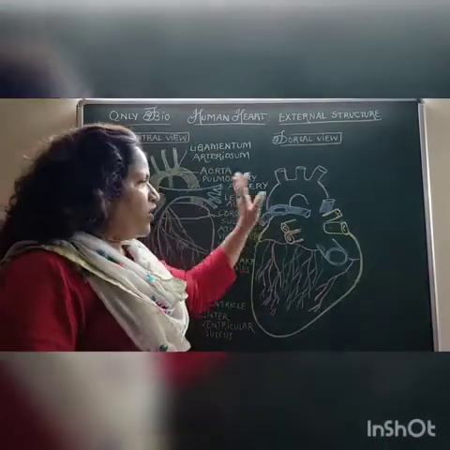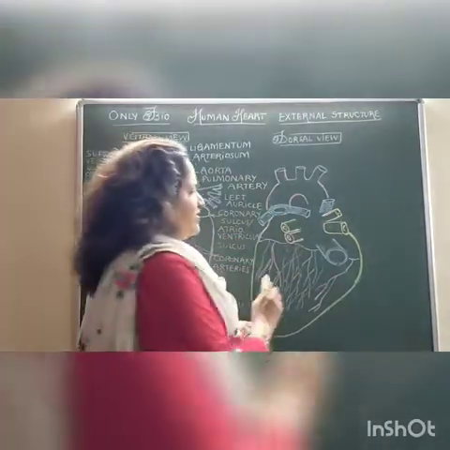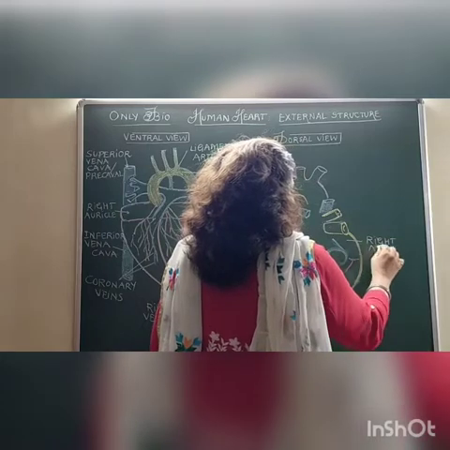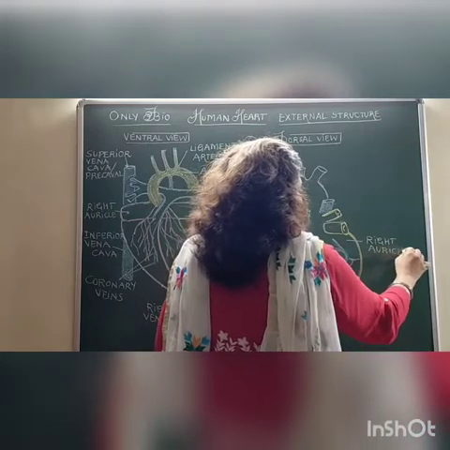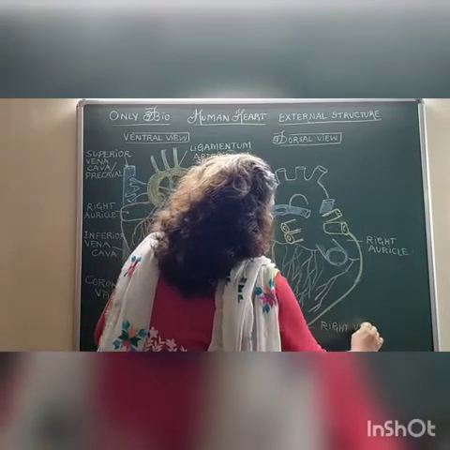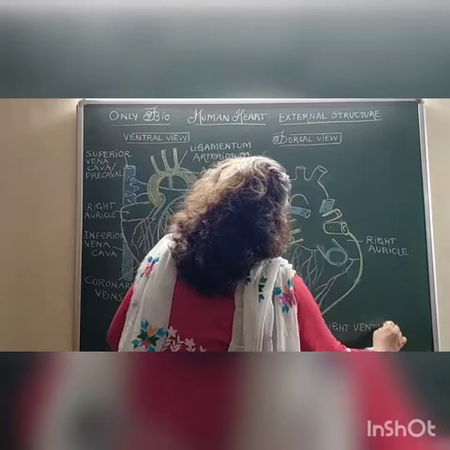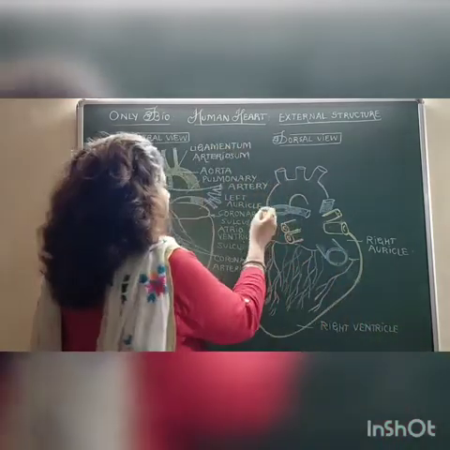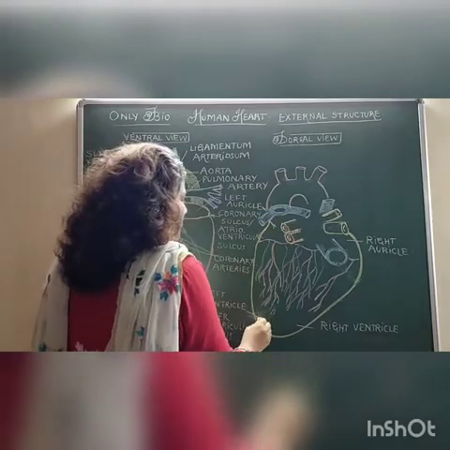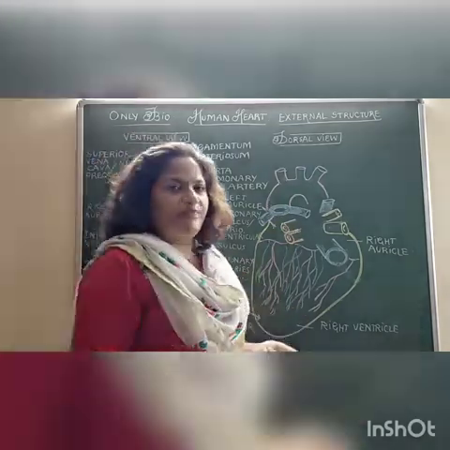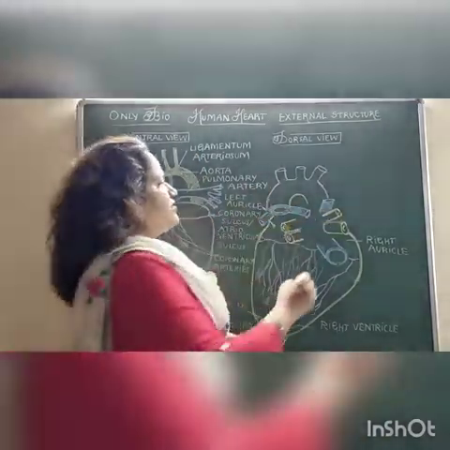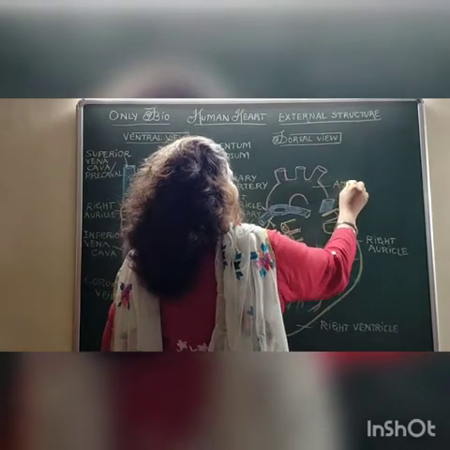Okay? So on the dorsal side, what we find is, towards the right would be the right auricle and the right ventricle, and towards the left would be the left auricle and the left ventricle. I hope this will help you all to understand what exactly is the difference. Now again here, this is the aorta.